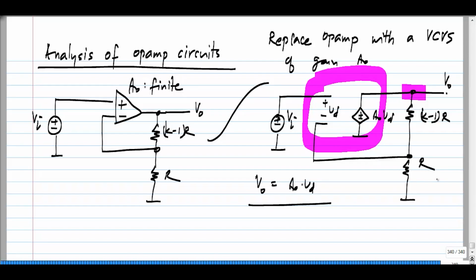Okay. So, we have already discussed how to do nodal analysis with voltage controlled voltage sources. We also know how to do mesh analysis with voltage controlled voltage sources. So, this is not a difficult thing at all. Okay. In fact, with non-ideal op amps, the analysis is easy. It is the same as analysis of any circuit with voltage controlled voltage sources. Okay.